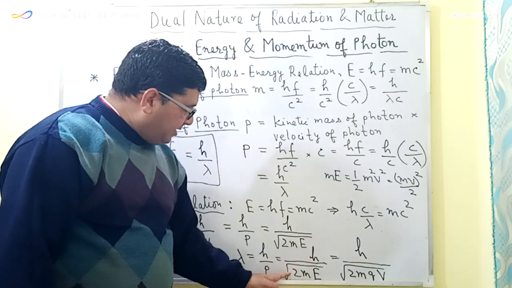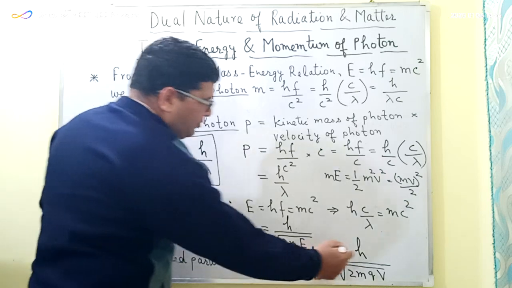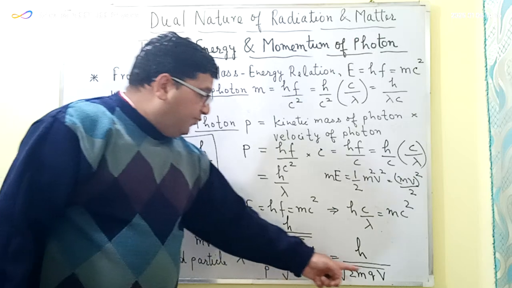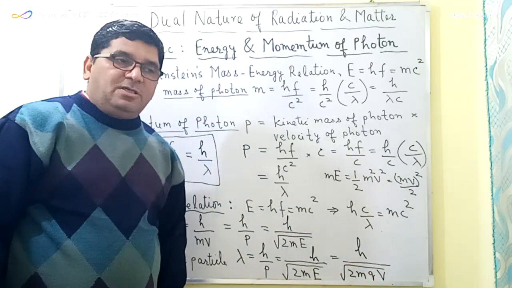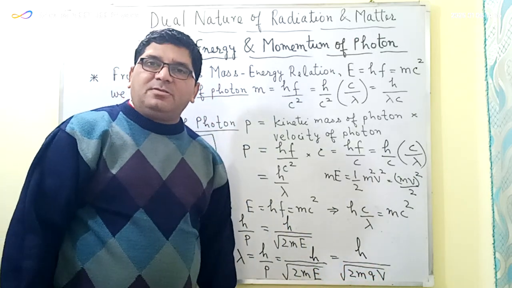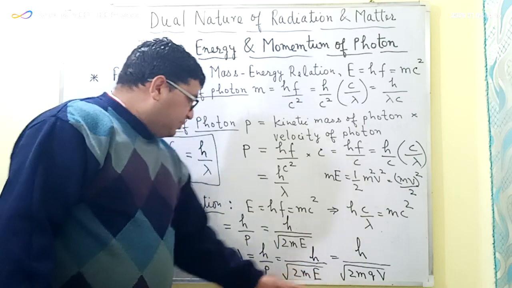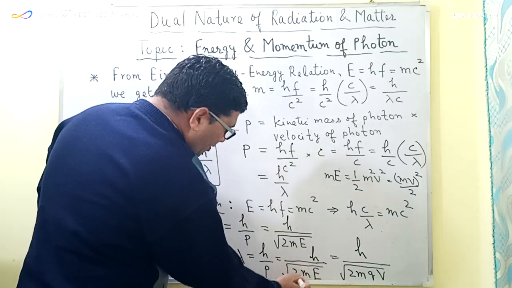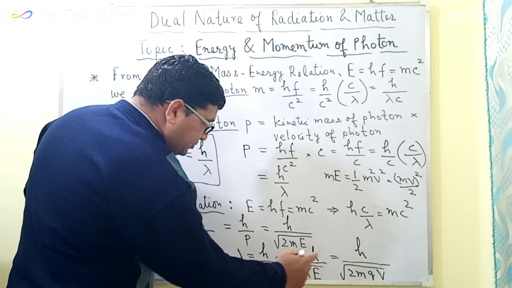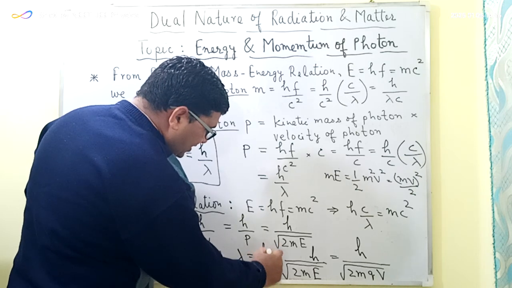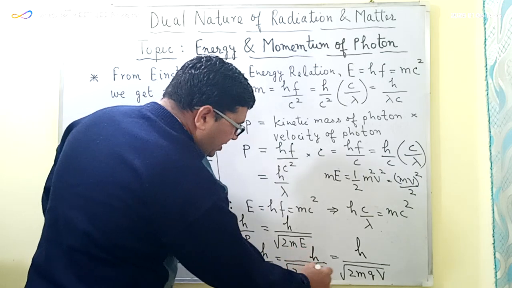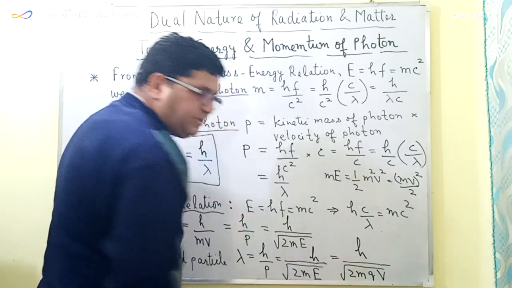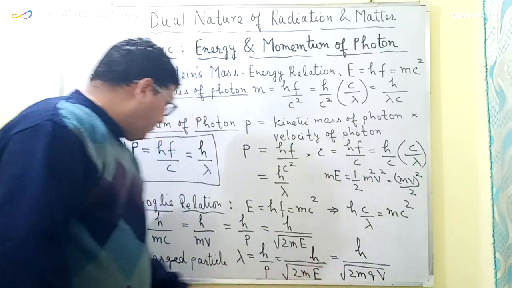For a charged particle, this wavelength will be equal to h upon p. This will be equal to h upon under root 2mE, and this is also equal to h upon under root 2mqV, where q is the charge on that particle and V here is the potential difference through which that particle is accelerated. So for a charged particle, these are the three important relations, that is lambda is equal to h upon p, equal to h upon under root 2mE, and if the charge on the particle and the potential difference through which it is accelerated are known to us, then we can also find the wavelength of that charged particle.